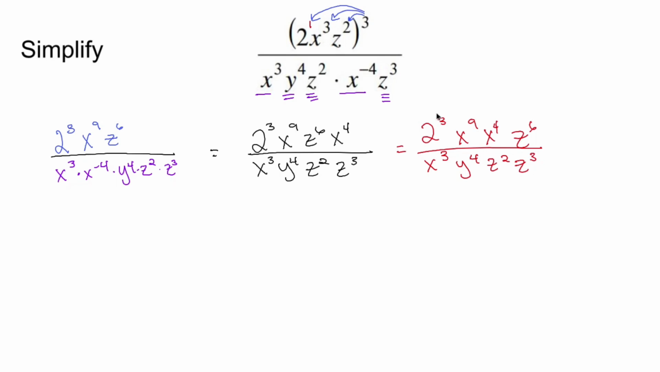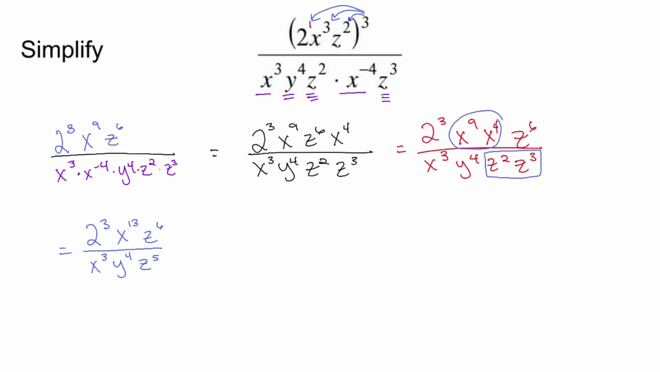If you have terms of the same base next to each other, deal with that first. 2 to the third is 2 to the third, leave it for now. X to the ninth times x to the fourth are terms of the same base. If you're multiplying terms of the same base, add the exponents, x to the 13th power. Z to the 6th, z to the 6th. X to the third, x to the third. Y to the fourth is y to the fourth. Z squared times z to the third are terms of the same base that are being multiplied together. Add the exponents and make it z to the fifth.